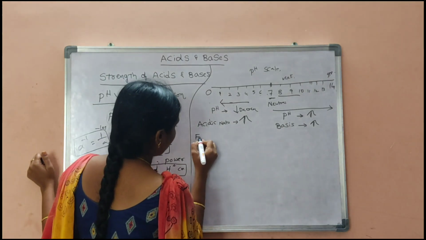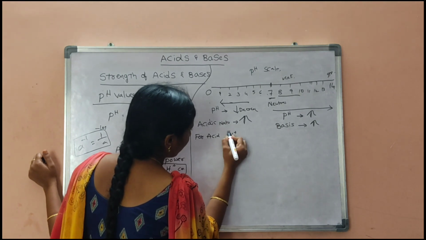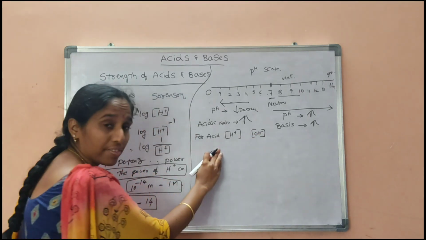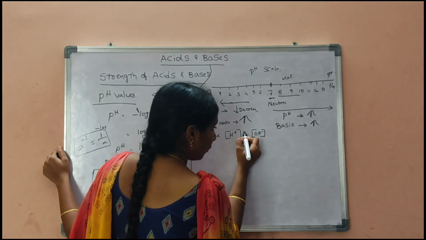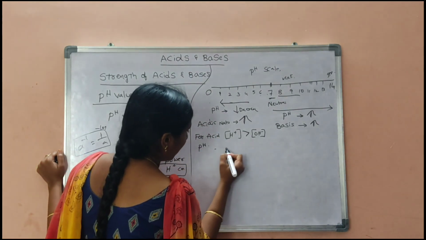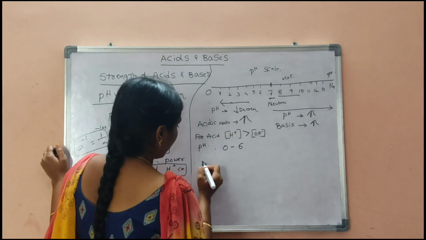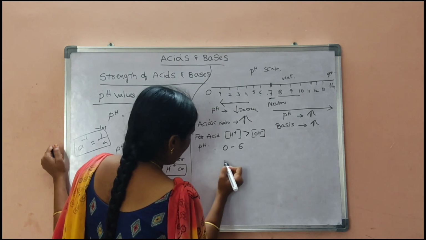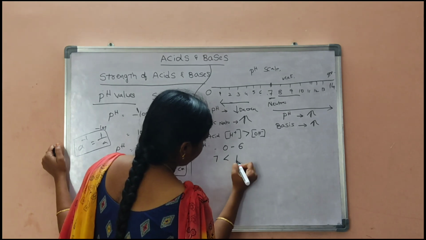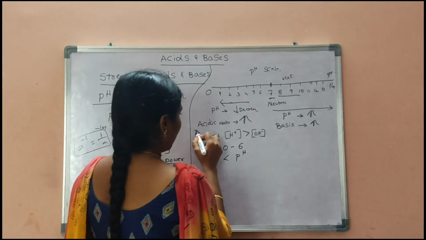Next, for acids, is the H plus ion concentration more or the OH minus ion concentration more? For acids, the H plus ion concentration is more. The pH values are between 0 and 6. pH is less than 7. This is about acids.